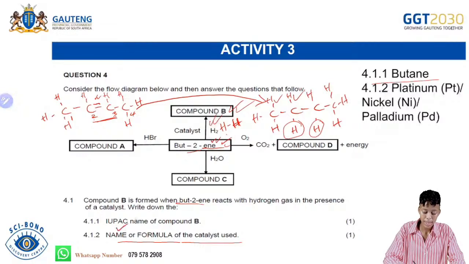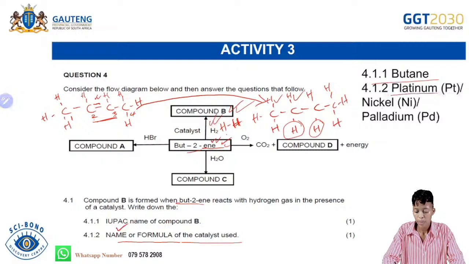So because it says the name, it means that you can either give the name, for example, platinum, or you can give the formula, which is what? Pt. Again, you can give the name nickel, or the formula, which is what? Which is Ni. And then palladium, or the formula, which is what? Which is Pd. So if they say you must give the name, then it means that you are only going to give your platinum, your nickel, or your palladium. But if they say you must give the formula only, then it means that you need to give Pt, Ni, and Pd.